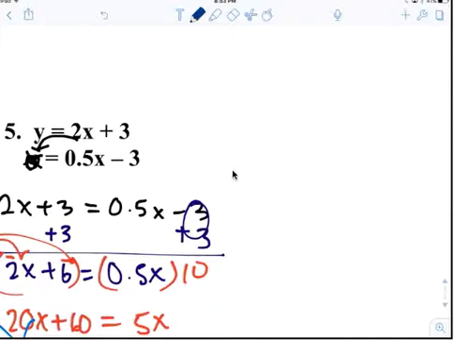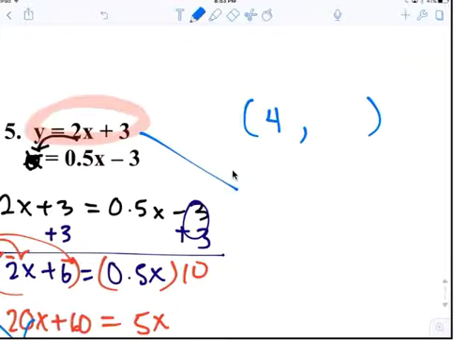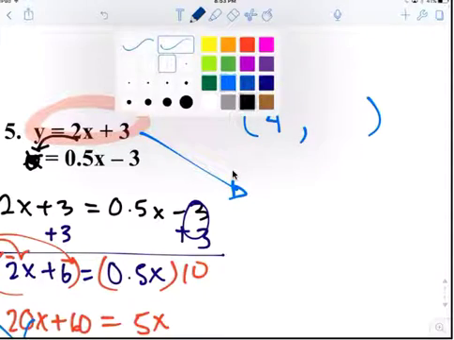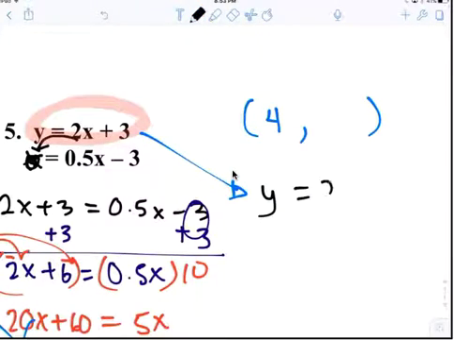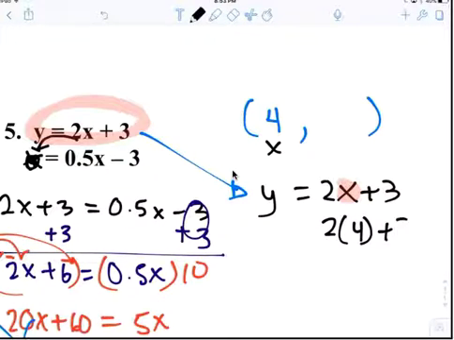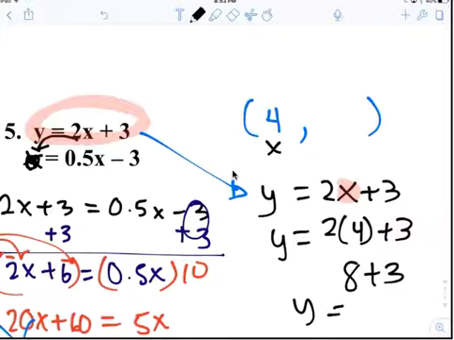Go up here. We need to find y. The top equation is the easiest to deal with. So I have y equals 2x plus 3. Well, I found that x is 4. So in place of this x, I put 4 there. 2 times 4 plus 3. Y equals 8 plus 3, which is y equals 11. So one solution at 4 and 11.